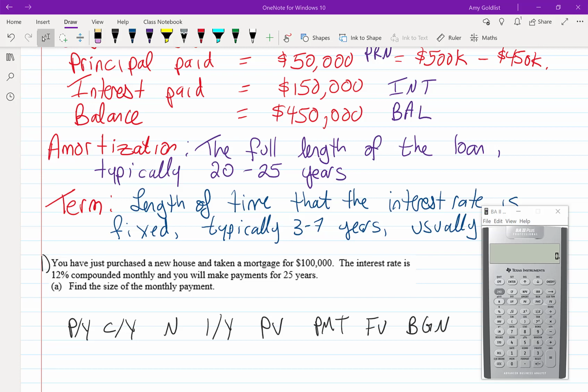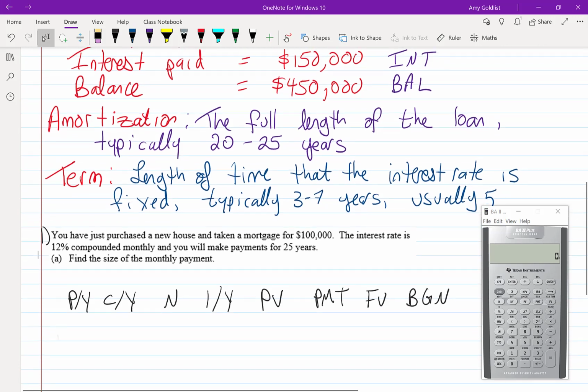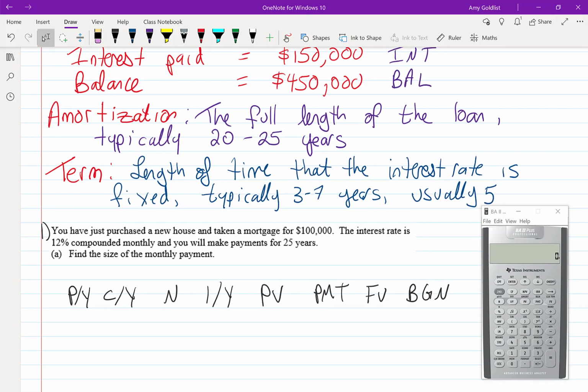Let's start with an example. You've just purchased a new house and taken a mortgage for $100,000. The interest rate is 12% compounded monthly, and you will make payments for 25 years. Find the size of the monthly payment.